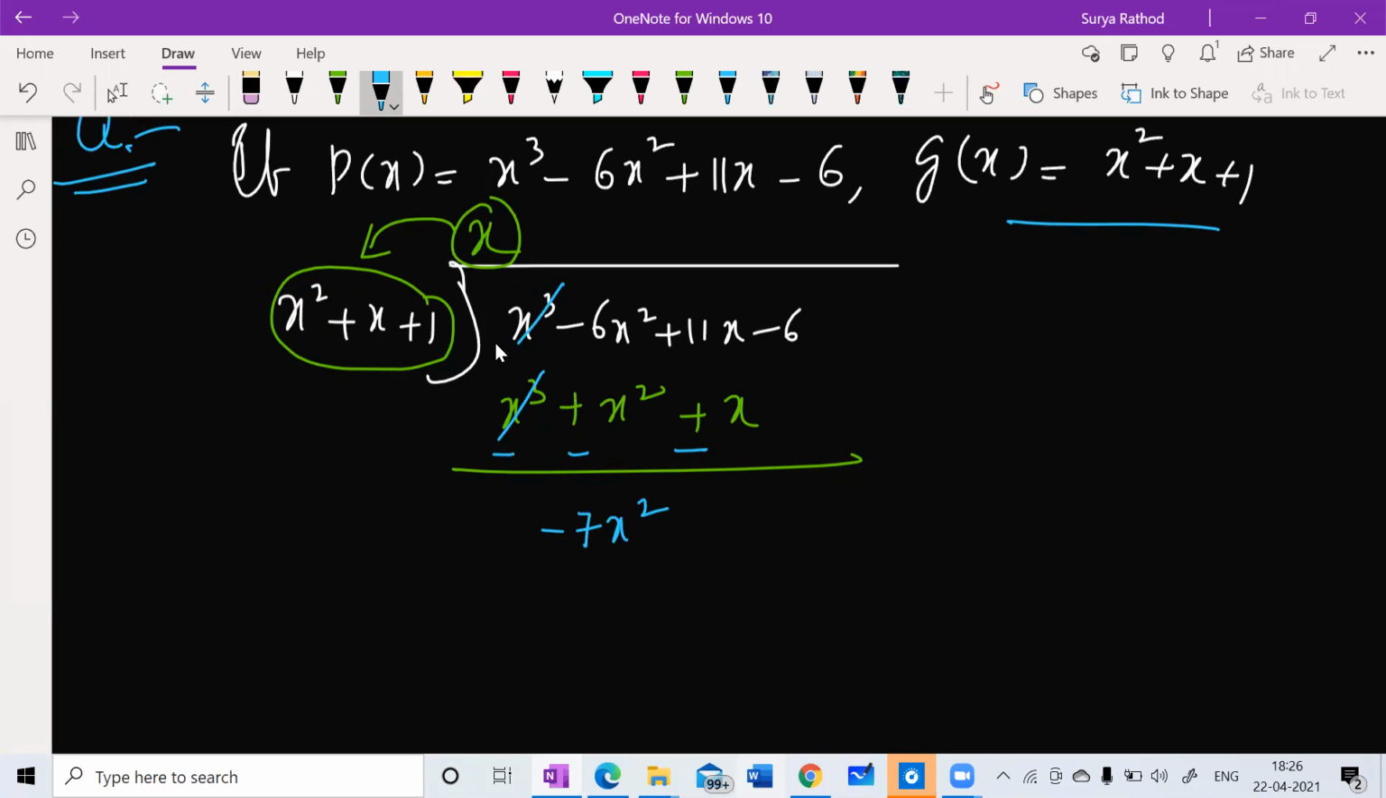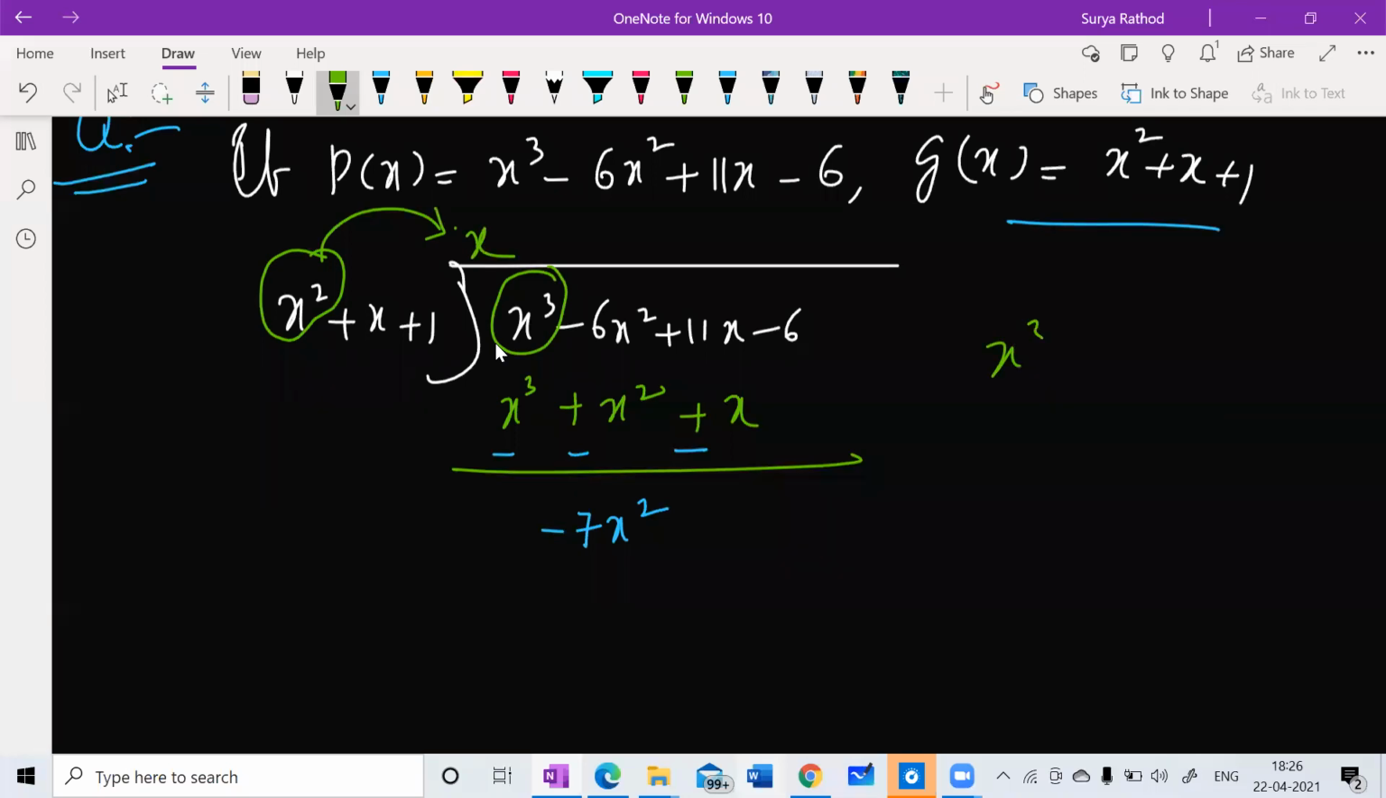First I look at the first term of the divisor and the first term of the dividend. What is my first term in the dividend? x cube. What is my first term in the divisor? x square. For getting x cube, with what term am I supposed to multiply? With x only, of course. I multiply x square with x only, then I'll get x cube.